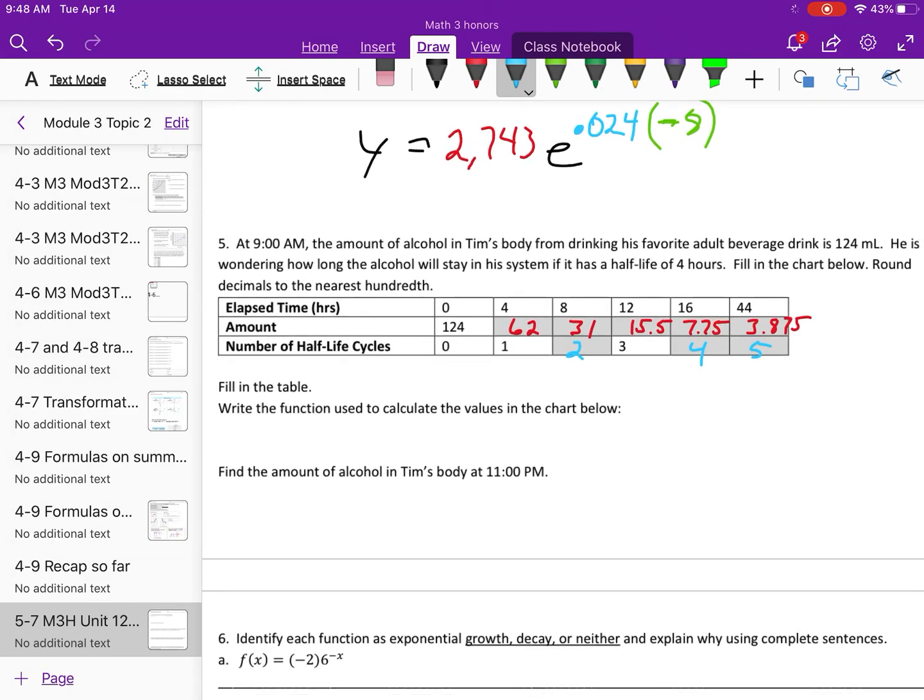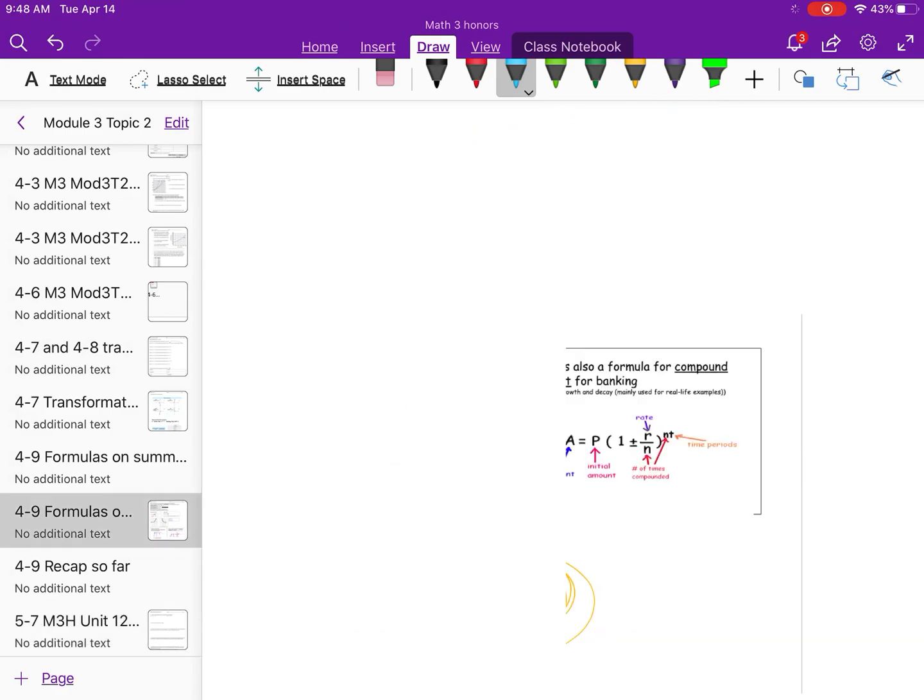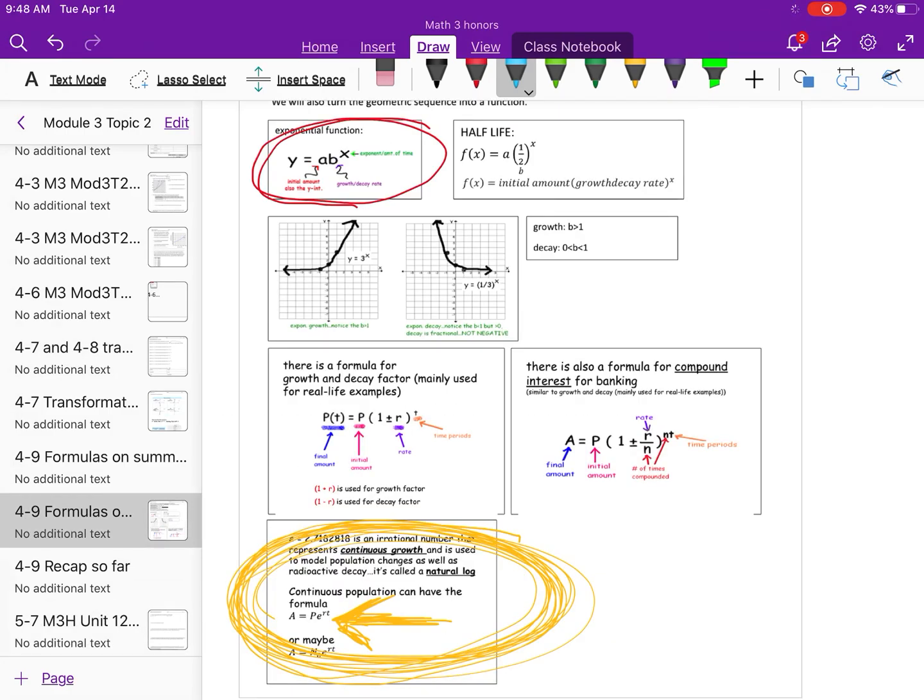So now it says, write a function used to calculate the values in the chart below. So now let's look at this, and let's go back to our formulas and go to our half-life formula. Oh, look, pretty easy to find. It says half-life right on it. So it's just going to be a times 1/2 raised to the x power. X is your number of half-lives, right?